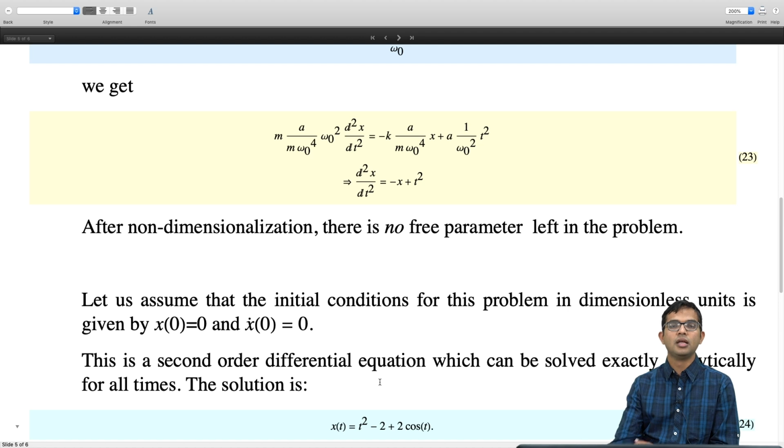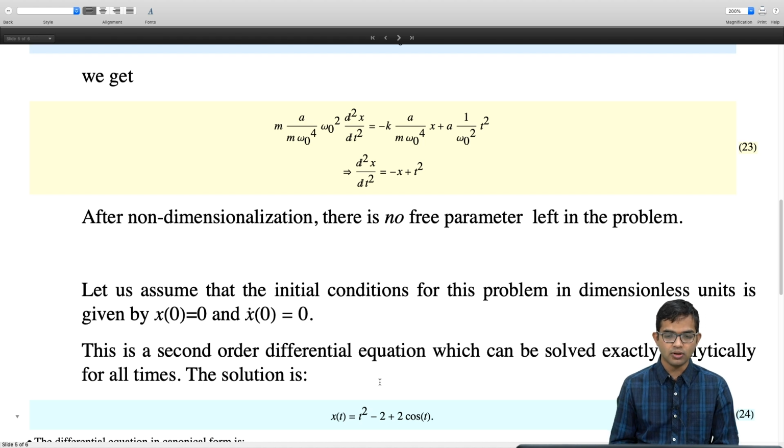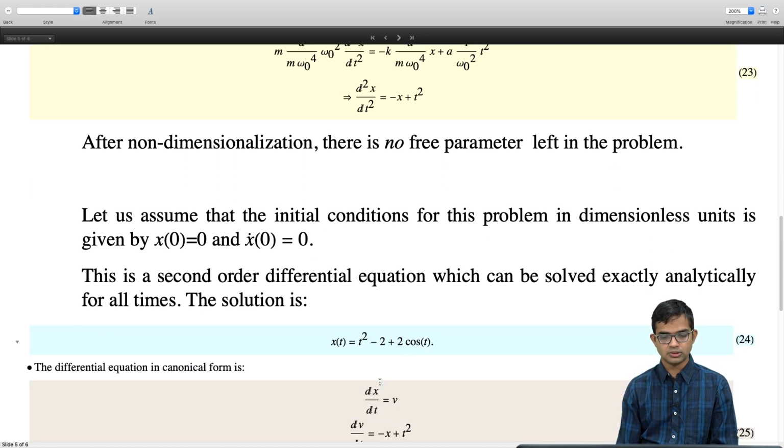So in general, if you have a polynomial sitting on the right hand side of a certain degree, the particular solution will also involve a polynomial of the same degree, right? This is something that you might encounter in a full-fledged course on ordinary differential equations. For our purposes, I'm telling you that the solution for this problem is just t squared minus 2 plus 2 cosine t. You can go ahead and plug this back into the differential equation and verify that it is true. Okay, so now what should we do?